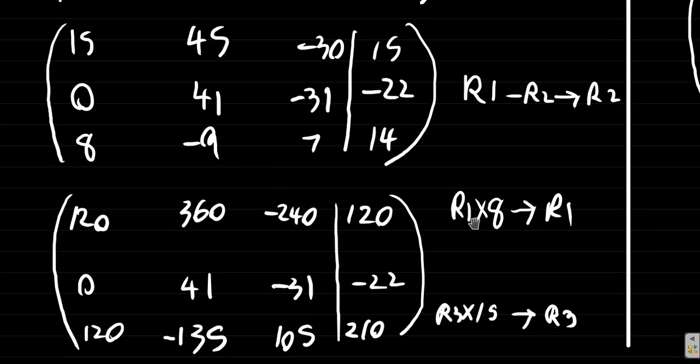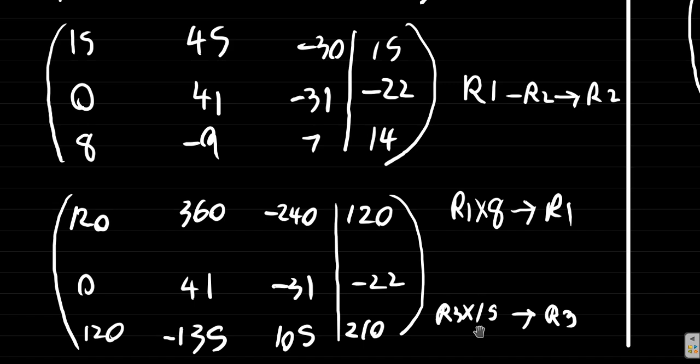Then we say we multiply row 1 by 8. So 15 times 8 gives us 120. 45 by 8 gives us 360. Then negative 30 by 8 gives us negative 240. And 15 by 8 gives us 120. Good. We keep row 2 as it is. 0, 41, negative 31, negative 22.